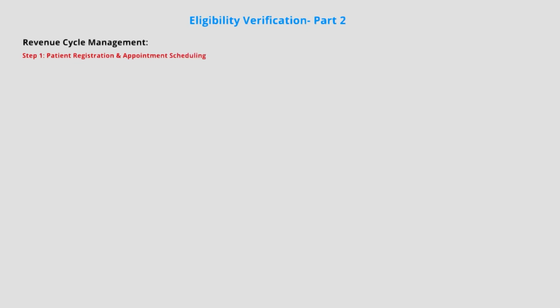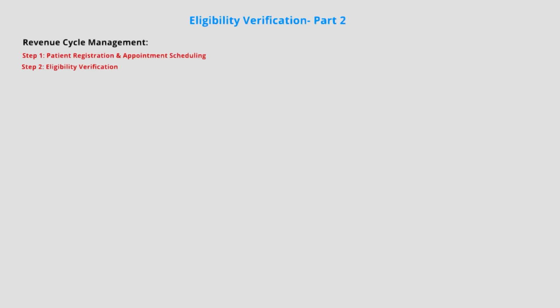This video is a continuation to my previous video on eligibility verification. If you have not watched that video, the link is in the I button. Now, in the previous video, we discussed that the first step in the revenue cycle management process is patient registration and appointment scheduling, which is done at the doctor's office. And the second step is eligibility verification, which must be done by the billing office.